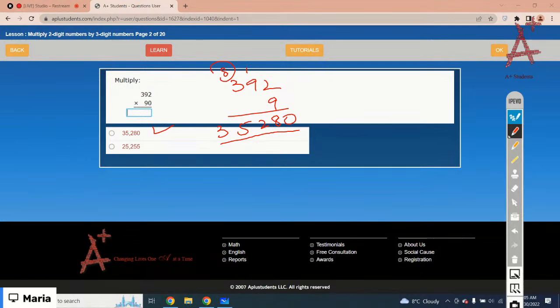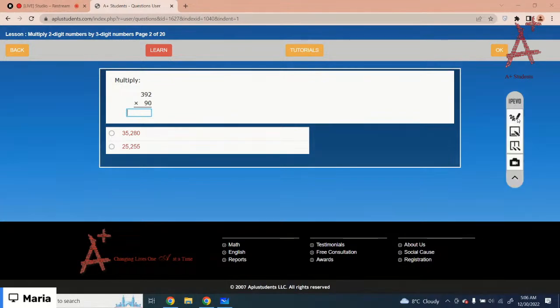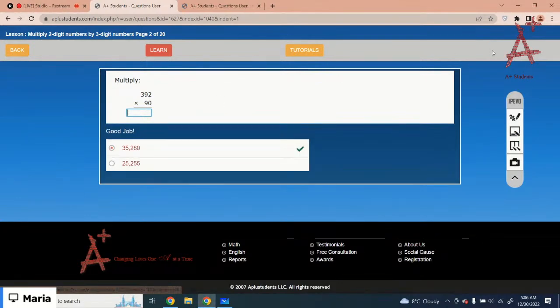Got it? So when you are multiplying and you have 90 here, you don't have to multiply with the 0. Just multiply the non-zero values and add a 0 when you're done with the multiplication. Got it? So it would be 35,280. So the correct option is 35,280. Just select the correct option, then click on the OK button.